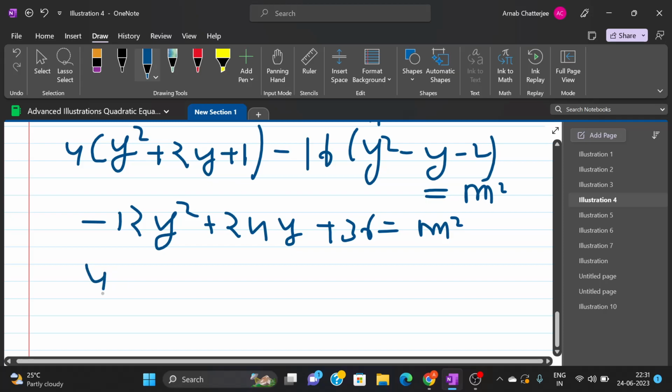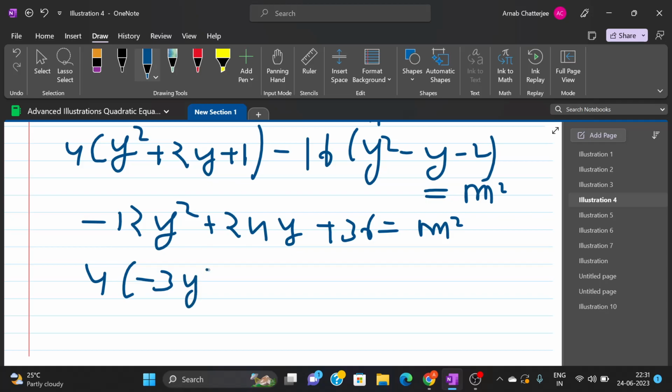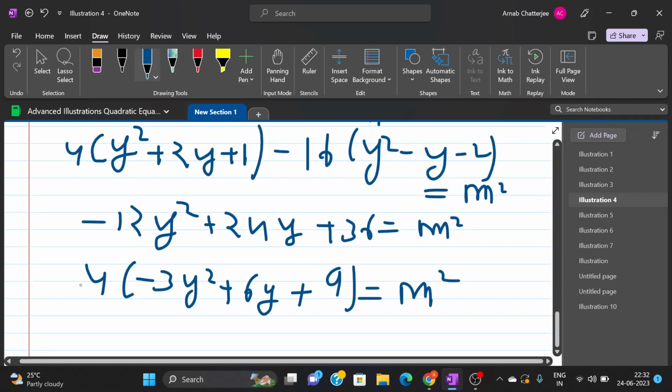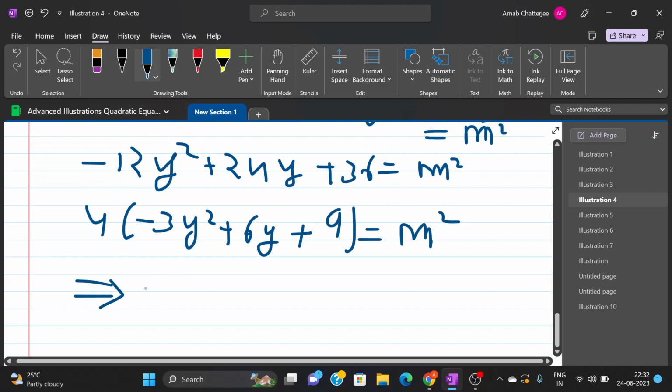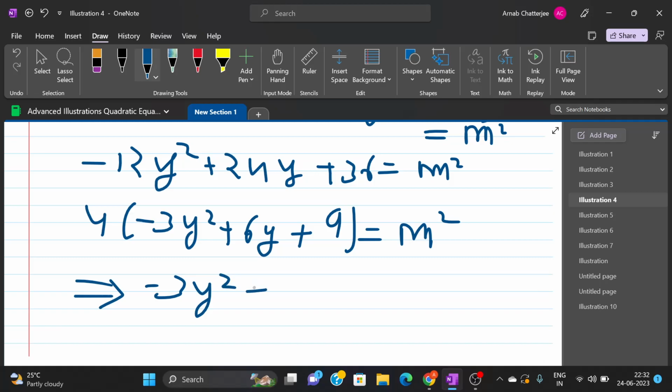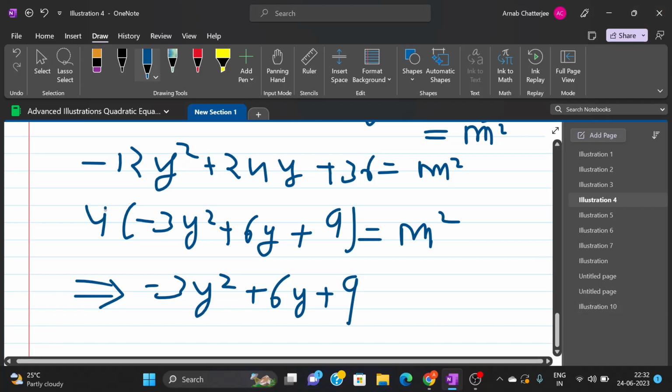Okay, so we can take a 4 common and we will have minus 3y square plus 6y plus 9 as a perfect square. Let's take a 4 common, I will tell you why. Now, 4 is in itself a perfect square. So this implies that minus 3y square plus 6y plus 9 is a perfect square. That's why I did not take out the 3 down. I already know that 4 is a perfect square. And if I am multiplying it with any integer and getting a perfect square, it means that integer in itself is a perfect square. So I have minus 3y square plus 6y plus 9 to be another perfect square, say n square.